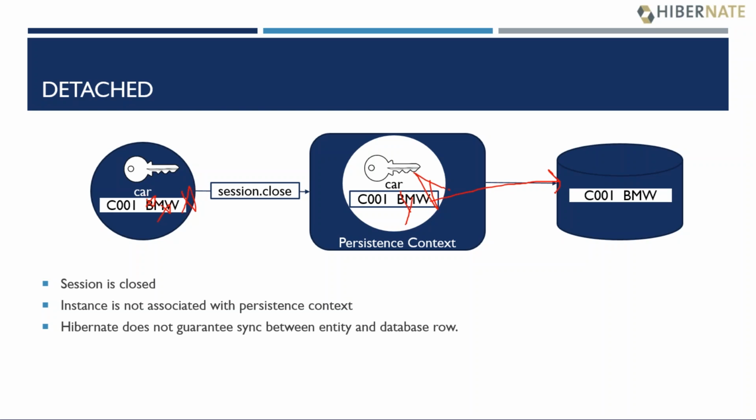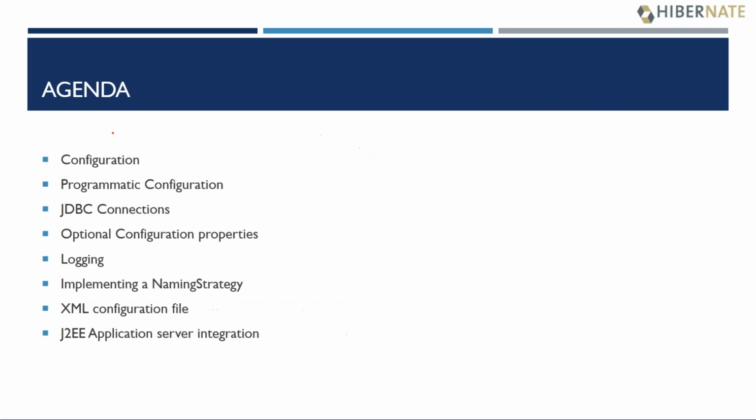In the detached state, the session is closed, the object is no longer associated. So this object will become the detached state. This is called detached because it is not associated with the persistent context. Is it clear? Persistent state and the detached state. Okay, fine. When the object is detached, you will not have any sync between the object and the database. When it is associated with the persistence context, then the object and the database row are synced.